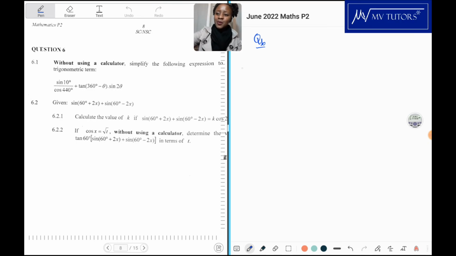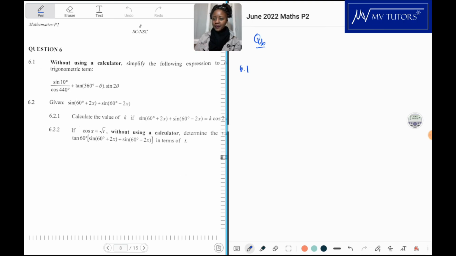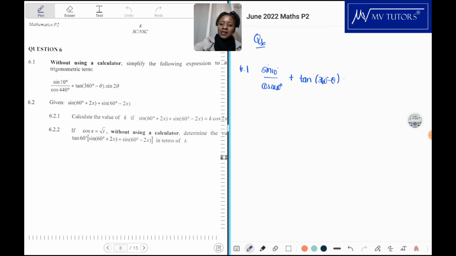6.1. Without using a calculator, simplify the following expression to a single trigonometric term. I know for some people it is difficult, but guys, please, you really can do it. You can. Say yes, I can. This is not so difficult. I actually prefer these questions over Euclidean sometimes because Euclidean can get a little bit tricky. You need to turn your paper many times and see what's happening. But even with that section, there's a trick to it.